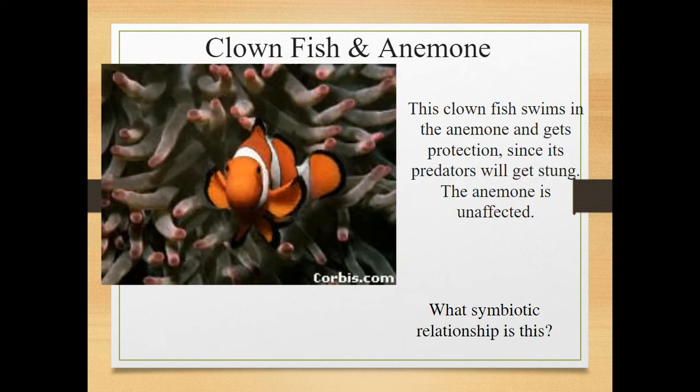The clownfish and the anemone. Reminds me of Nemo. This clownfish swims in the anemone and gets protection since its predators will get stung, and the anemone is unaffected. So the anemone doesn't care that the clownfish is there, but the clownfish is benefiting. So what type of relationship is that? Right, commensalism.